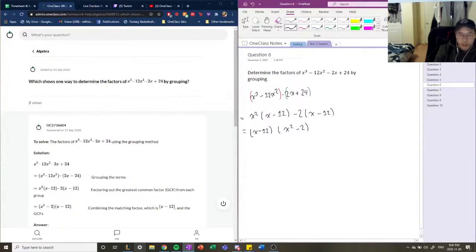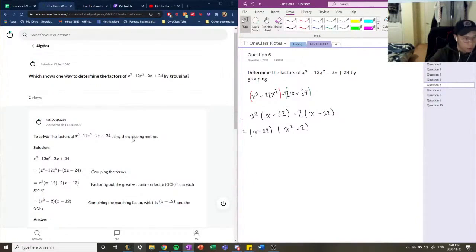And now we have determined the factors of this polynomial by this technique called grouping. We have found that one of the factors is x minus 12 and the other factor is x squared minus 2. Okay, so that is the solution to our problem.